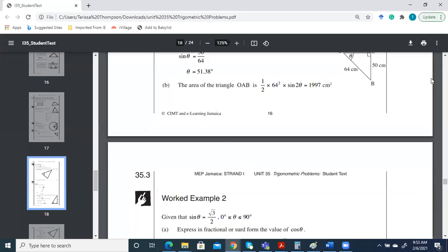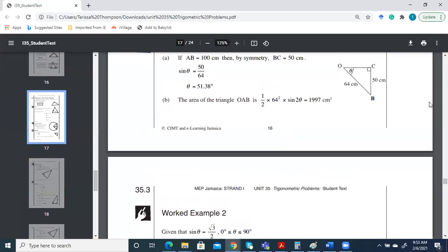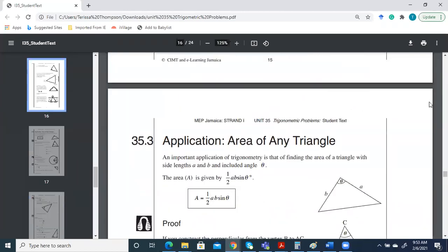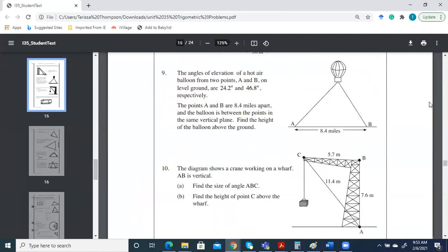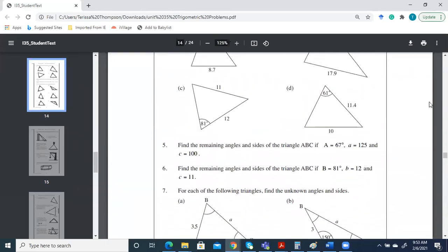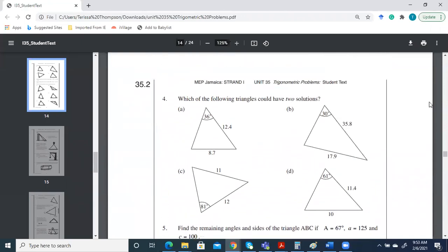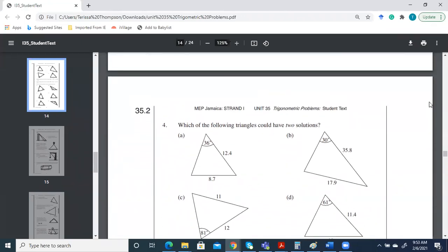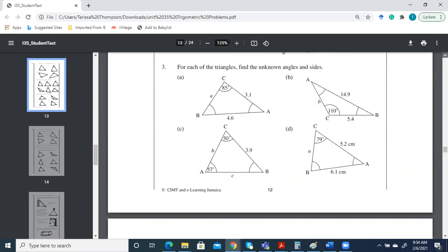So let me just, and you're seeing this on your screen, yes? Are you seeing the questions on your screen? Yes, miss. Page 12 and page 11. Did anyone attempt any of these?